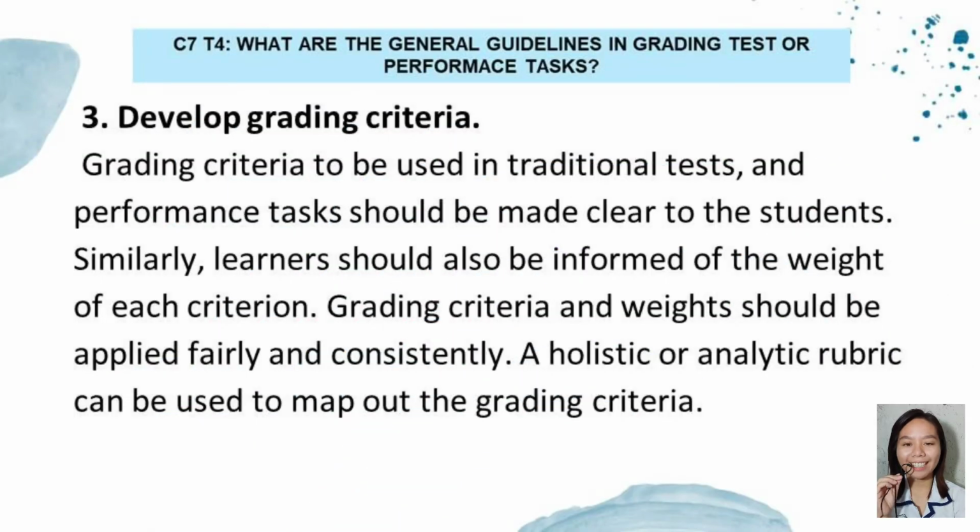The third general guideline is develop grading criteria. Grading criteria to be used in traditional tests and performance tasks should be made clear to the students. Similarly, learners should be informed of the weight of each criterion. Grading criteria and weight should be applied fairly and consistently. A holistic or analytic rubric can be used to map out the general criteria.